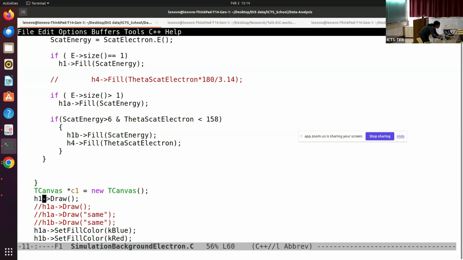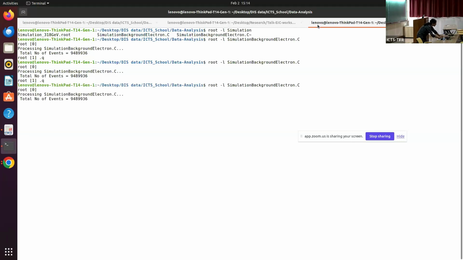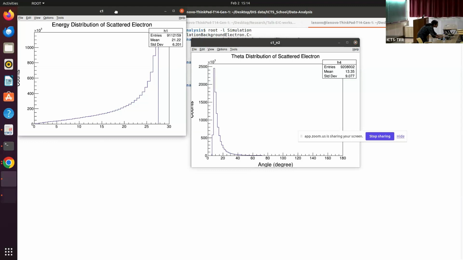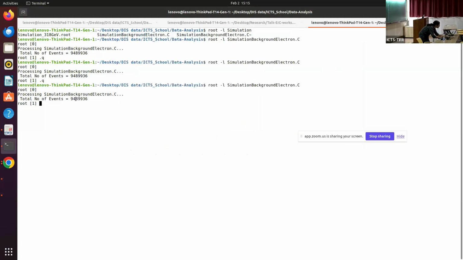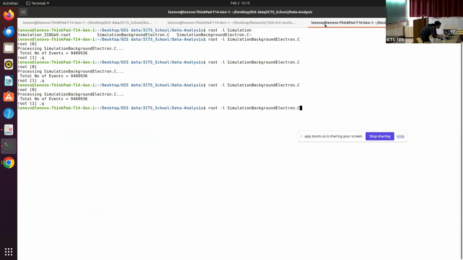Now I will plot only simulation. So I will plot only when the size is greater than one, E dot size greater than one, when you have more than one electron in your final state. Now again I will draw and you check. It is not saved. So every time you do any change, you have to save it, otherwise it will not do the work.